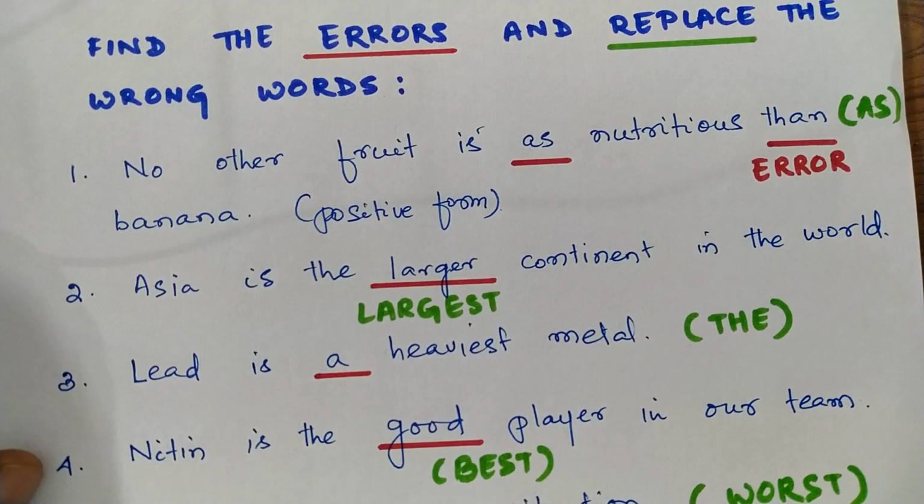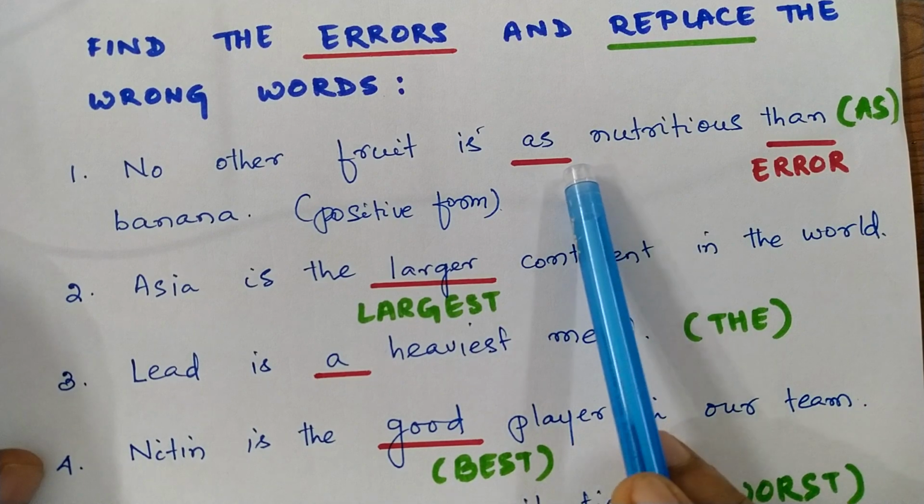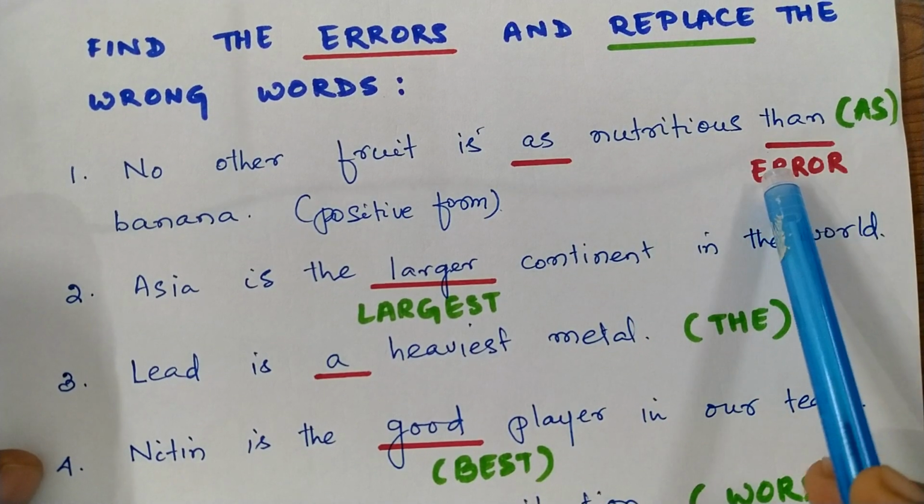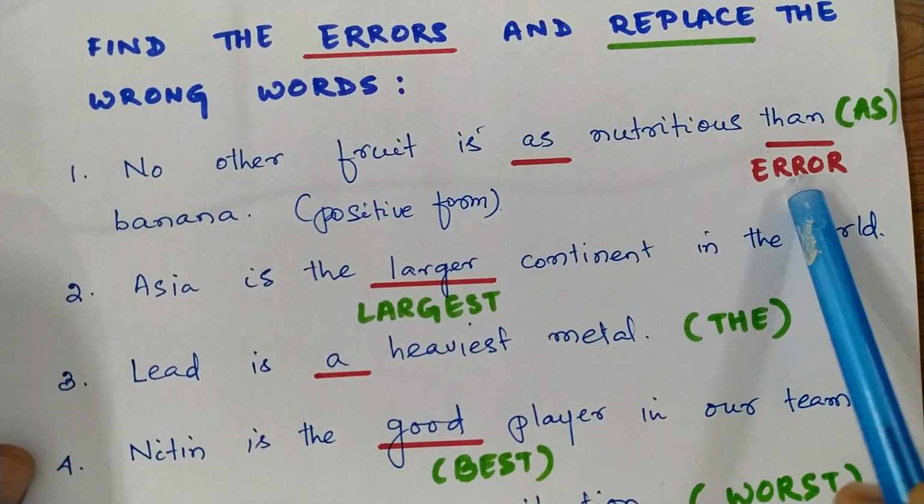Now when a comparison is made between two people or things of equal value, then we use as nutritious as, beautiful as in the sentence. But this as nutritious than is the error. Than is the error over here.